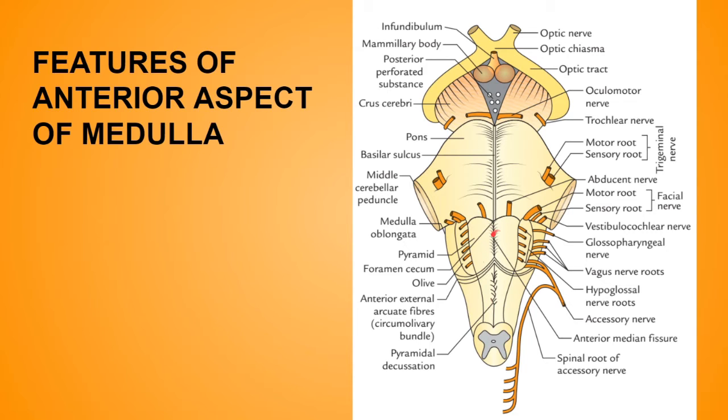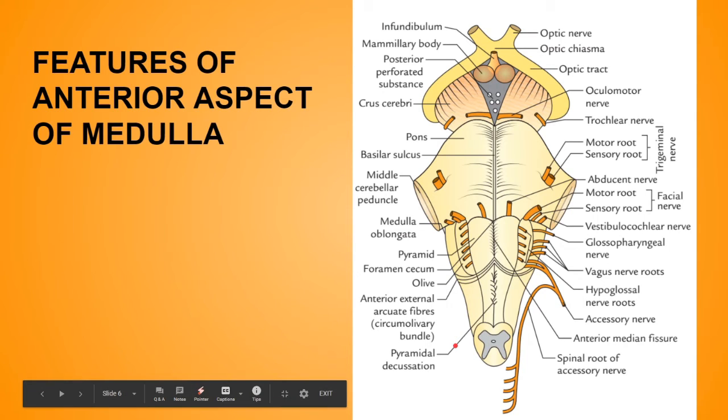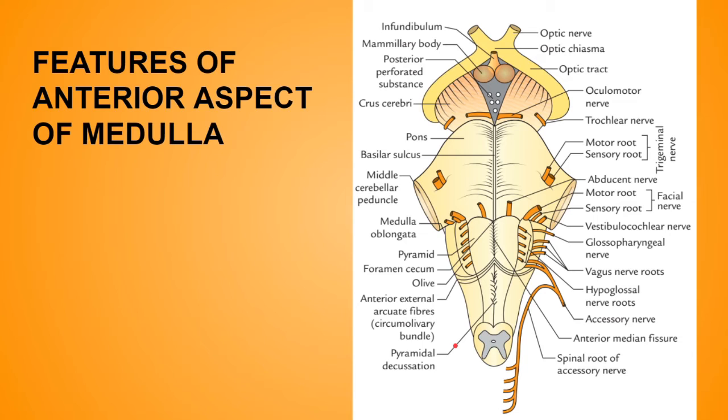So one on each side, and they are mainly produced by the corticospinal or the pyramidal fibers, also known as the corticonuclear fibers. Now most of these fibers in the lower part, around 75%, cross to the opposite side, forming the pyramidal decussation, and then descend downwards as the lateral corticospinal tract in the lateral column of the spinal cord.